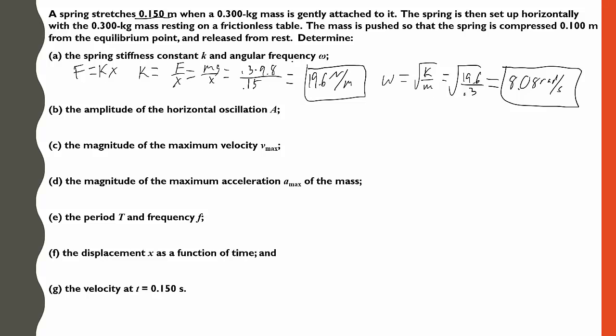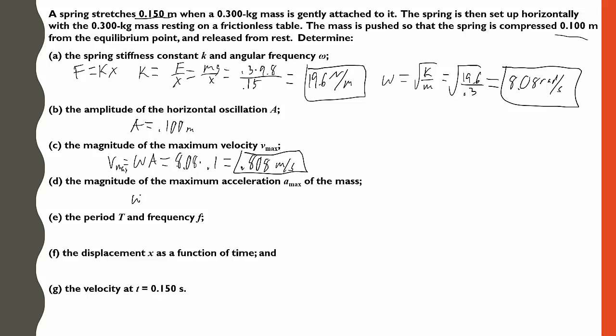The amplitude, well, if we stretch this thing, oh, it didn't stretch it, we compressed it. Anyway, we compress it and then let it go, then that is the maximum displacement, so that is also equal to our amplitude, so 0.100 meters. That one was tricky. Okay, maximum velocity, so I just mentioned in that previous slide that you can find that by doing omega times A, and that gives us V max. And we've got omega, 8.08 times A, which is 0.1, so we get 0.808 meters per second.